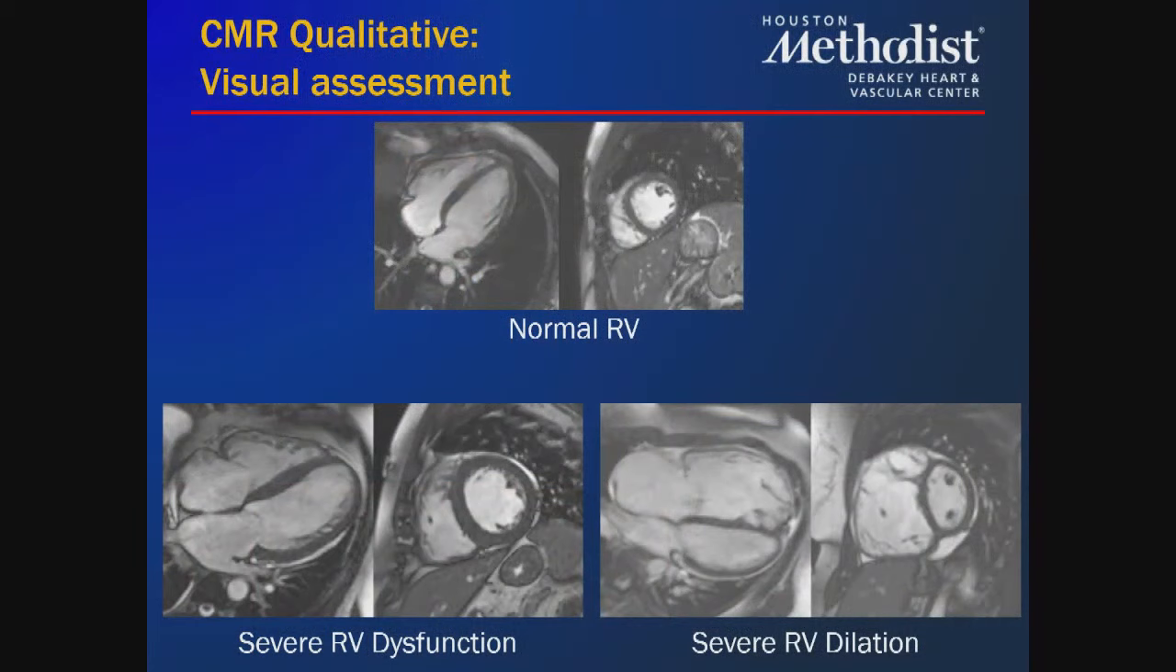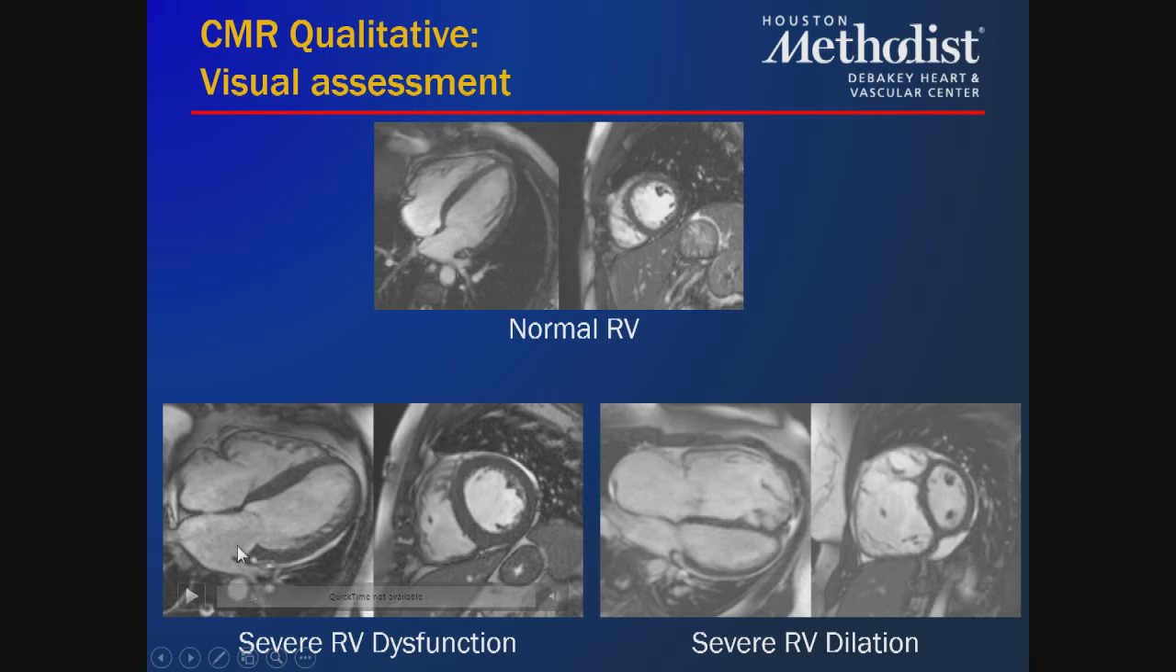So what can we tell from CMR straight off the bat? We can tell qualitatively quite a few things. We can see, of course, if the RV is, quote, normal size relative to the LV. The RV is usually less than two-thirds of the LV diameter, as shown here. And just to play this, maybe it'll play. Guess it won't.